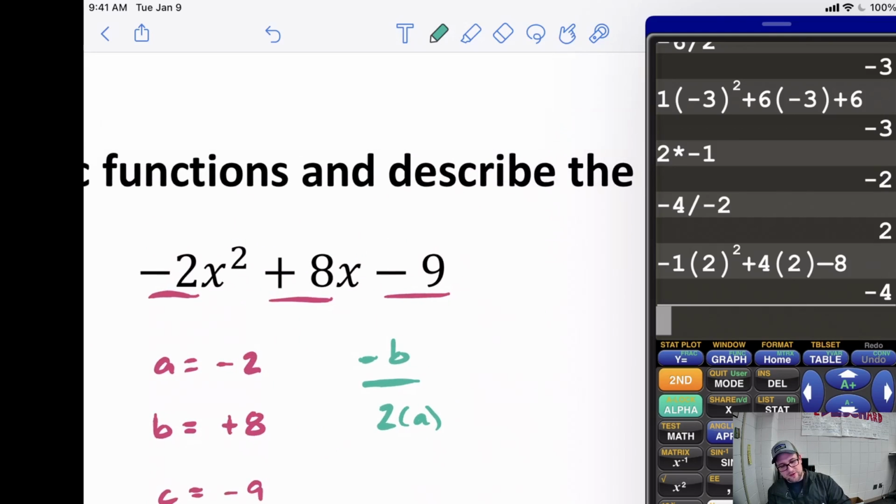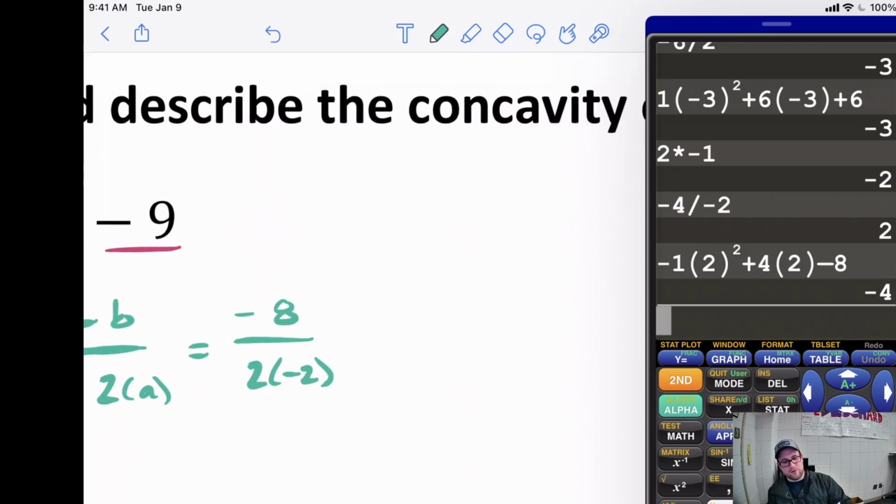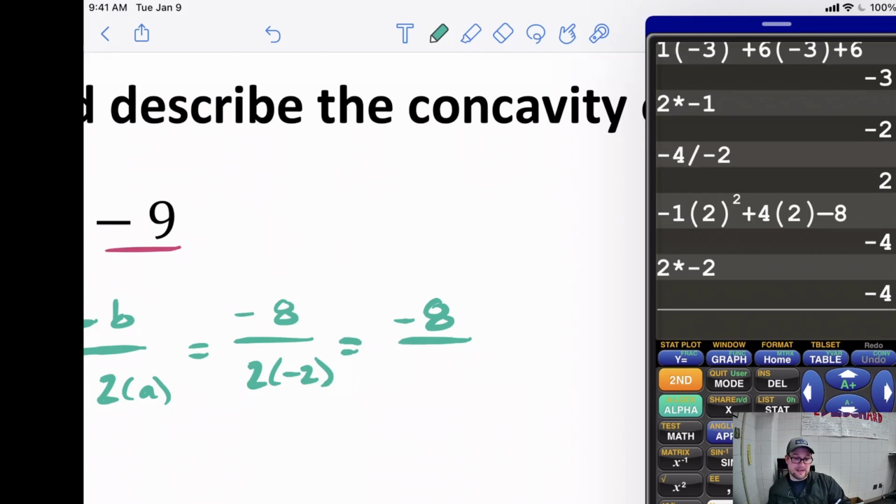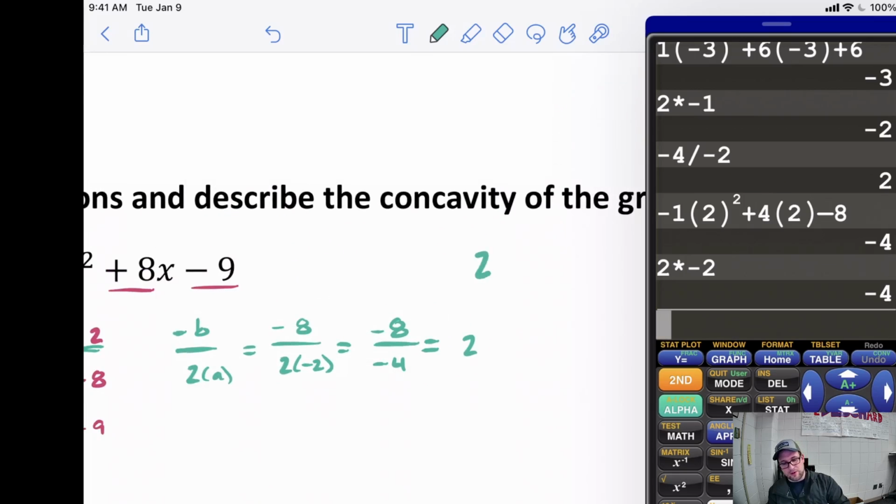Now, our b value is a +8, so when I plug it in, it's going to become a -8 up top. And then on the bottom, I'm going to have 2 times -2. So coming on over, -8 stays as -8. 2 times -2 on the bottom becomes a -4. -8 divided by a -4 becomes a +2. Now, that 2 is important. That is the x coordinate of your vertex. That's the first piece. Now, let's go find the y.